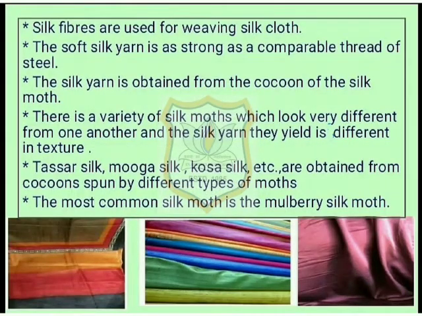There is a variety of silk moths which look very different from one another, and the silk yarn they yield is different in texture. Tassar silk, muga silk, kosa silk, etc. are obtained from cocoons spun by different types of moths. The most common silk moth is the mulberry silk moth.